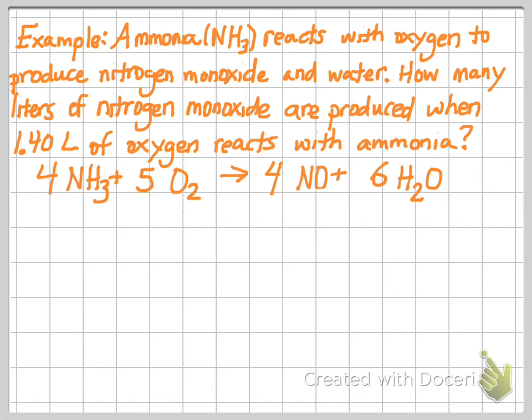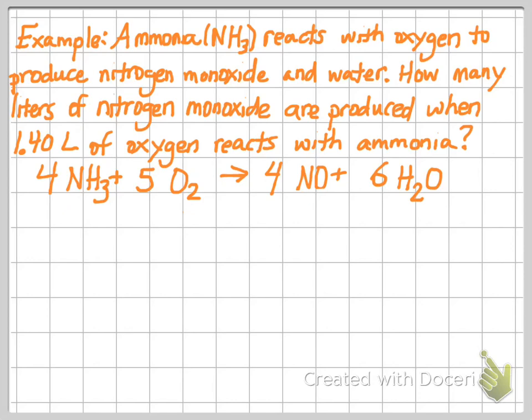Now, let's see if that works. We want to always check. So we have 4 nitrogens and 4 nitrogens. 4 times 3, that makes 12 hydrogens. 6 times 2, that makes 12 hydrogens. 5 times 2, that's 10 oxygens. I have 4 oxygens here and 6 here, which makes 10. So this is correctly balanced.